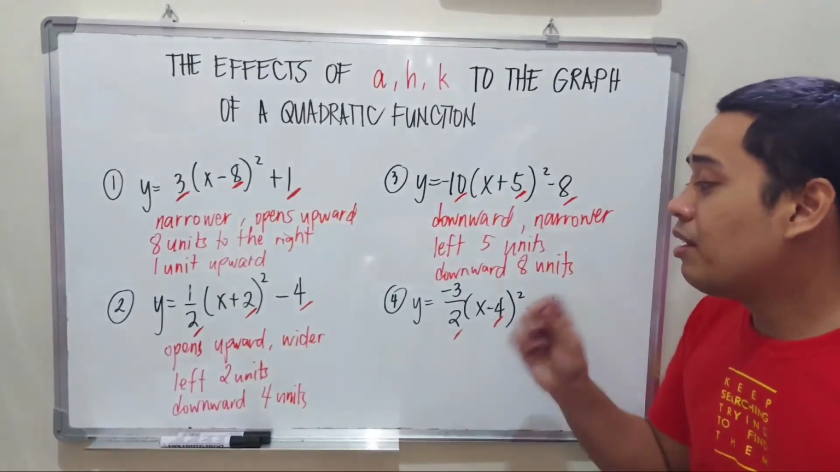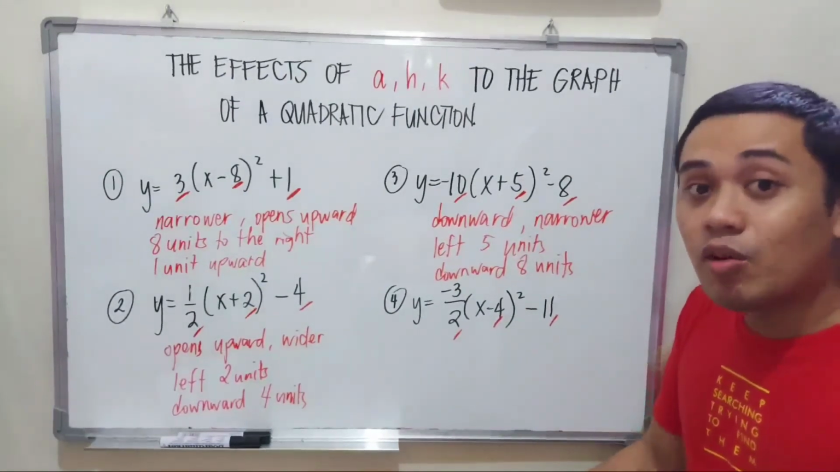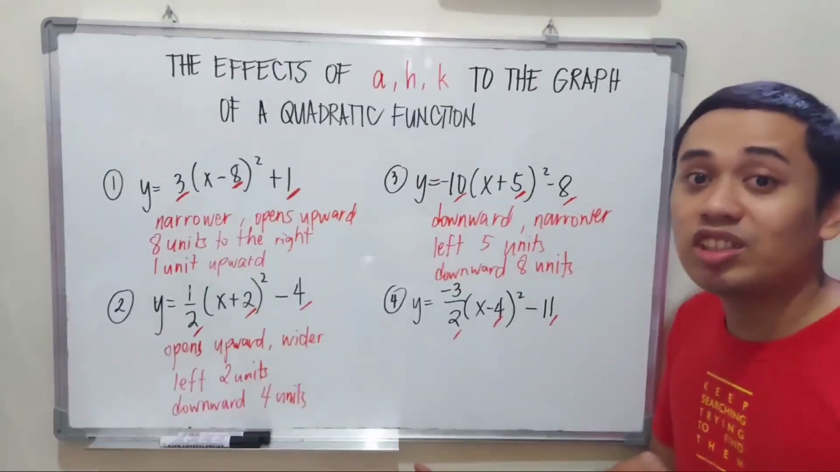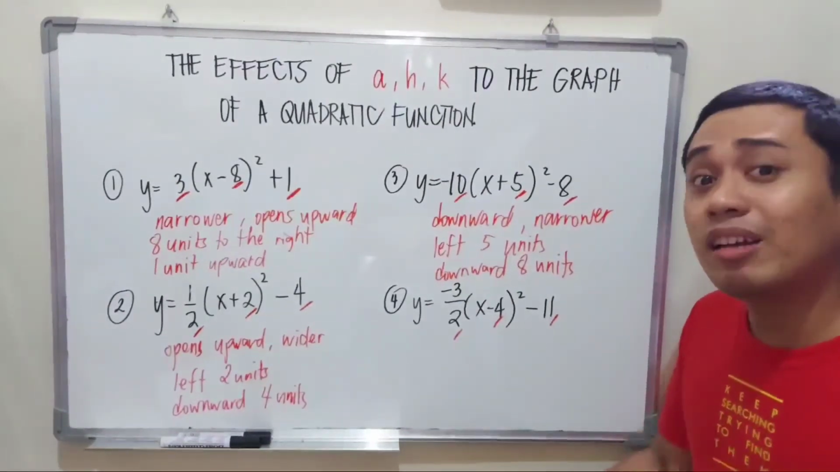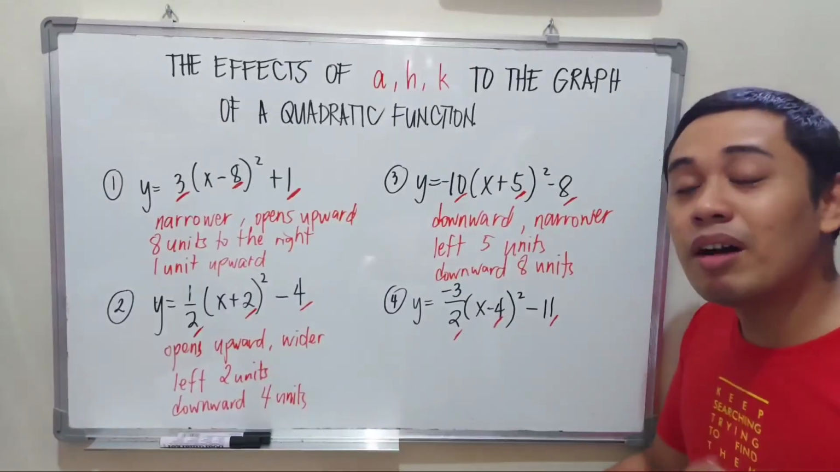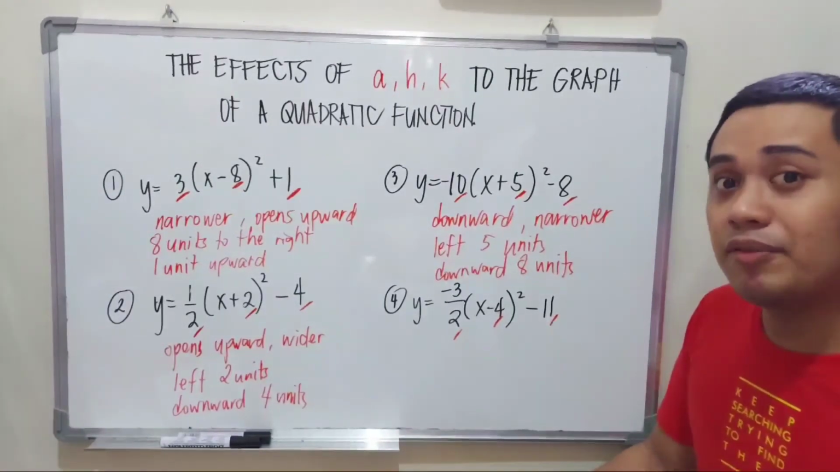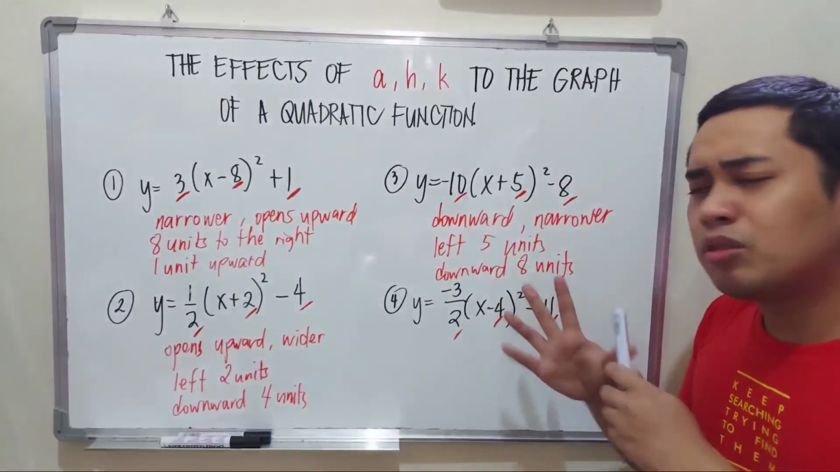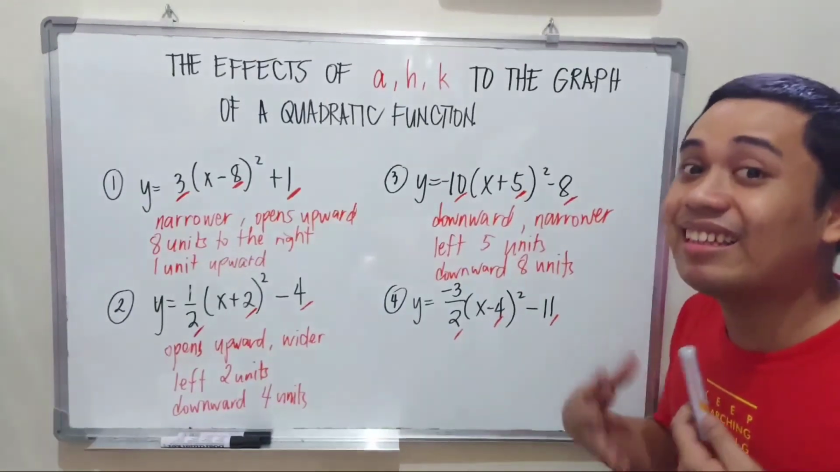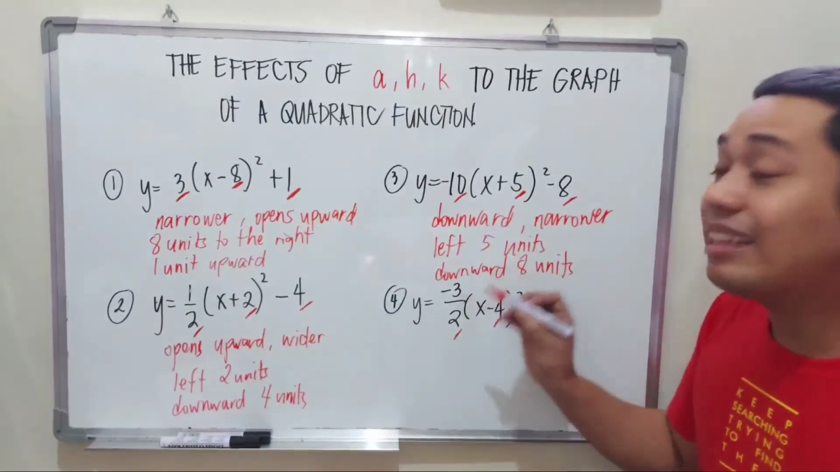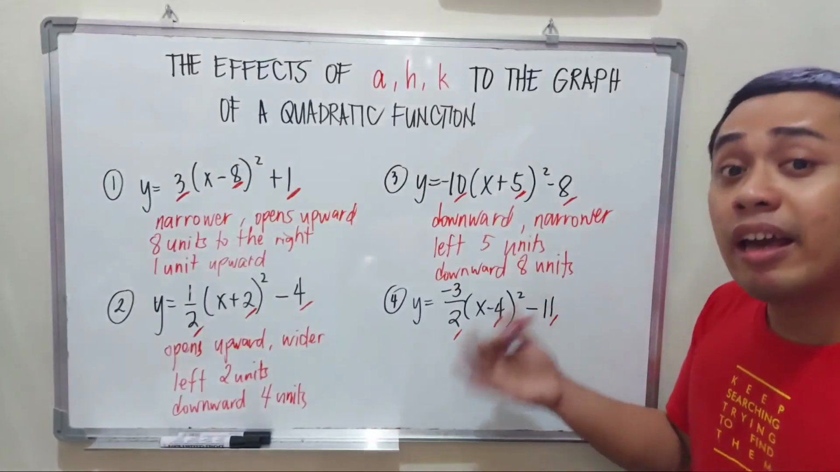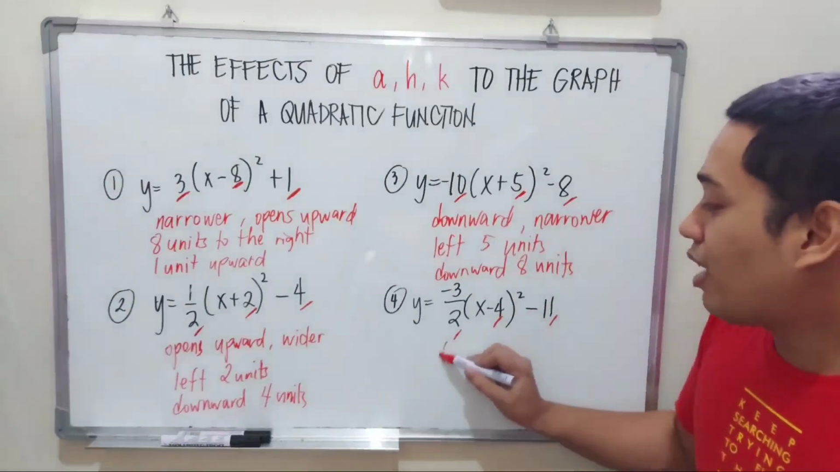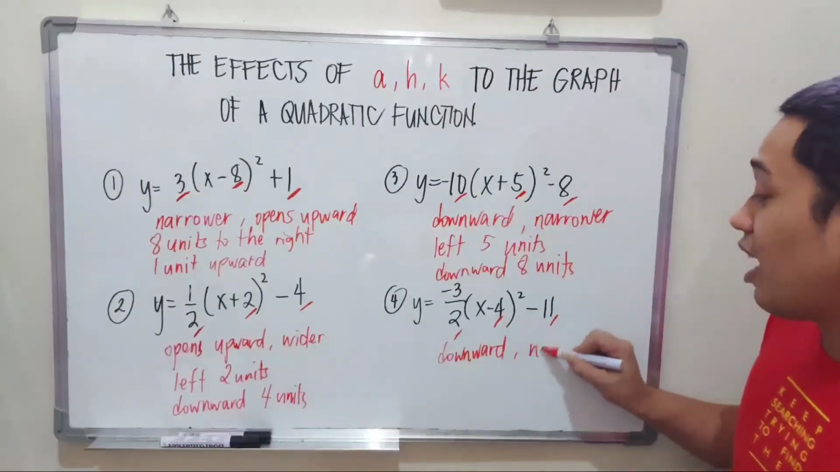Finally, we have y is equal to negative 3 over 2. Since fraction siya, check natin kung mas malaki ba siya or mas maliit sa 1. Diba ang 3 over 2 ay 1 and 1/2. Improper fraction siya. So, mas malaki pa rin siya sa 1 kahit na naka-fraction form siya. And it is a negative number, and so, it should open downward. And it is narrower.